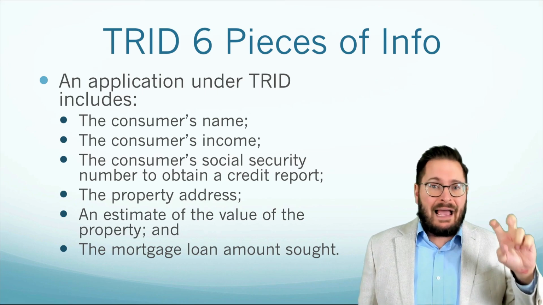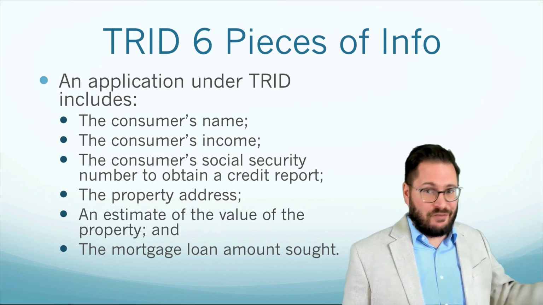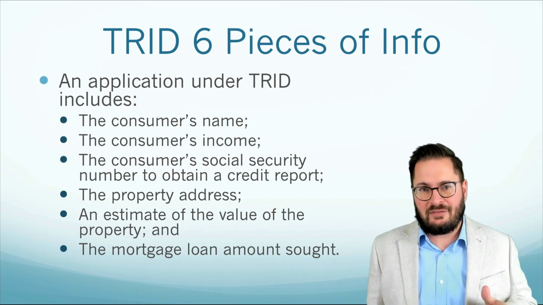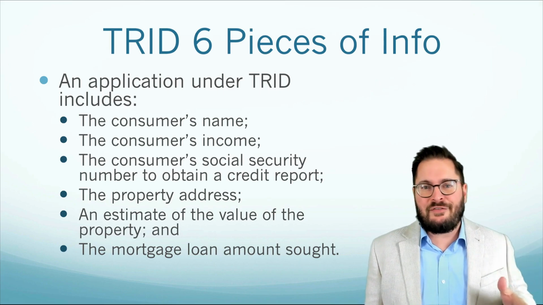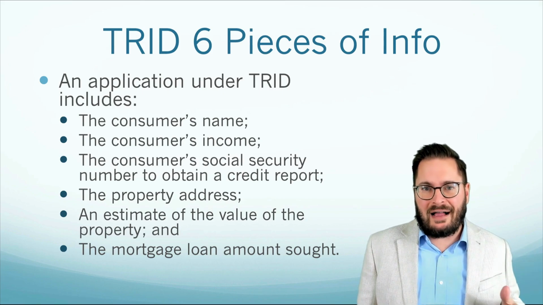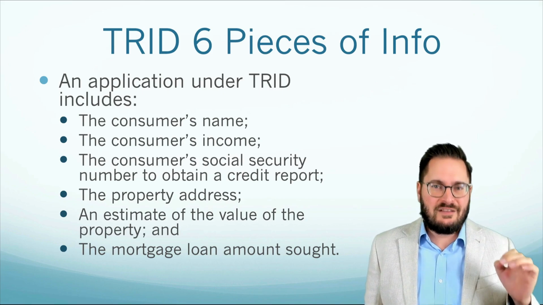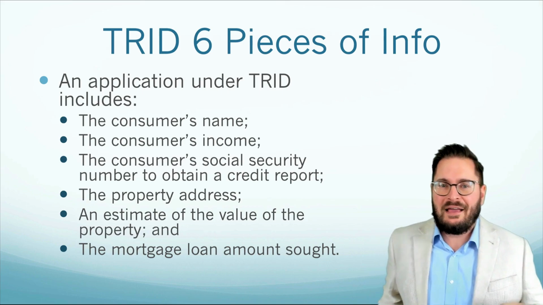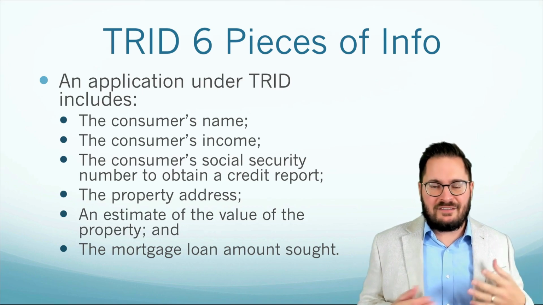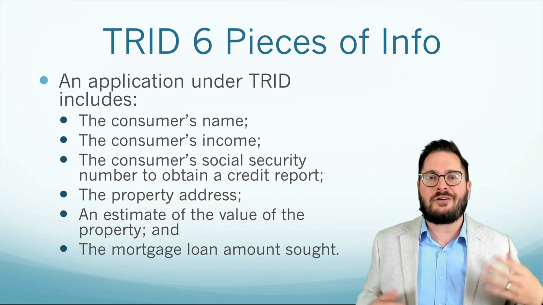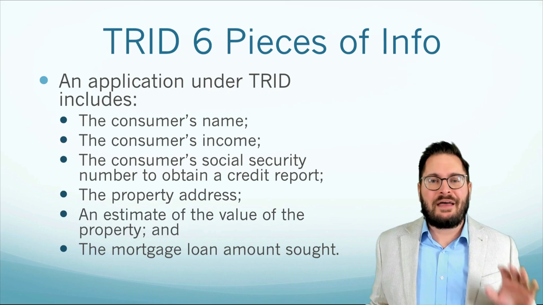And when you have an application under that definition of Regulation Z, you are then required to provide a loan estimate. So these 6 pieces of information start your clock for when you must deliver a loan estimate to your customer. So if you don't have all of these pieces of information, your clock doesn't begin. But once you have them, your clock does begin. So that's how this works.